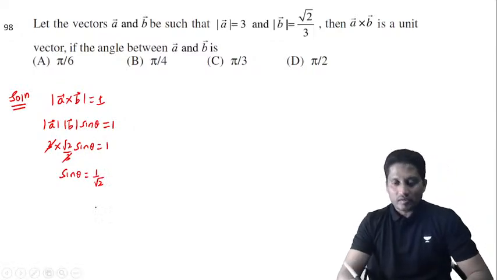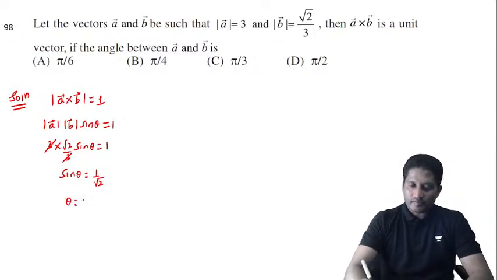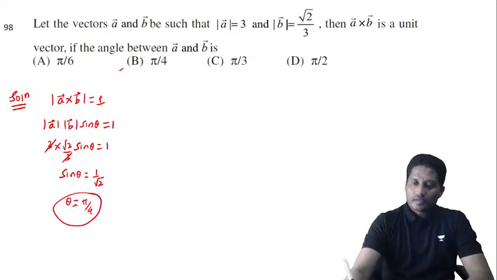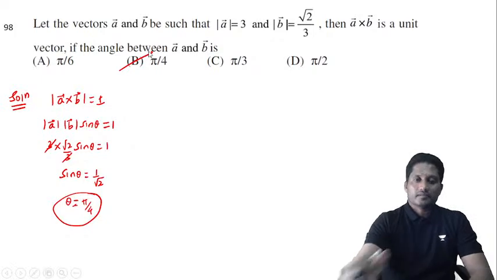Right, sine theta is equal to 1 by root 2 means theta should be equal to pi by 4 because sine 45 is 1 by root 2. Right, answer is option B. Question number 99.